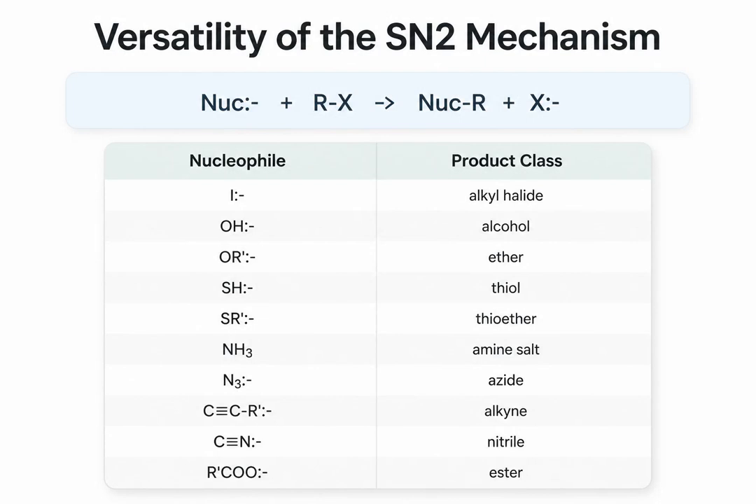The SN2 mechanism is incredibly versatile and serves as a fundamental tool in organic synthesis. By simply changing the nucleophile, we can transform an alkyl halide into a wide variety of different functional groups. For example, using hydroxide yields an alcohol, using an alkoxide yields an ether, and using a cyanide ion yields a nitrile. We can even use halogen exchange reactions to swap one halogen for another, which is particularly useful for synthesizing fluoro or iodo compounds where direct halogenation isn't practical.